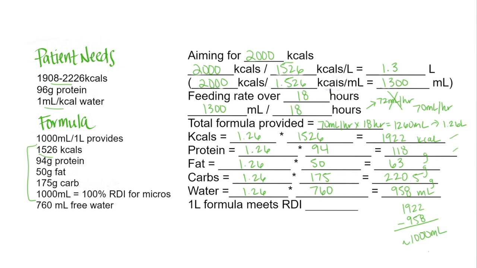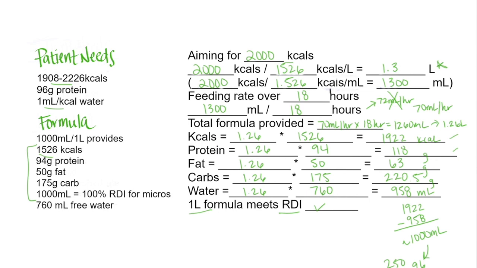Again, lots of ways to provide this, but if you wanted to go Q6, you could do about 250 mils. Last piece of the puzzle here is whether or not we meet the RDIs, and we know that 1 liter of formula is going to meet them, and we are giving over a liter of formula, which means we can check that box as well. So hopefully that one seemed quick and painless.